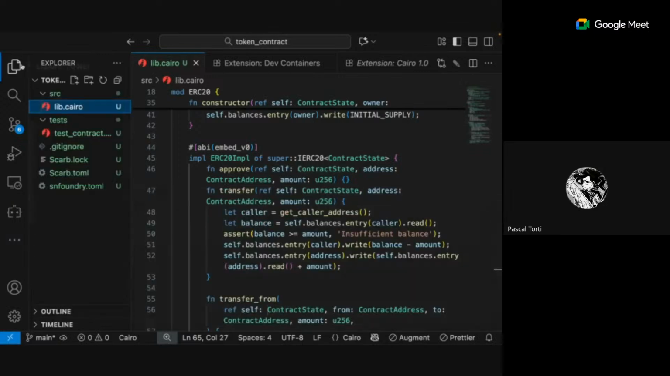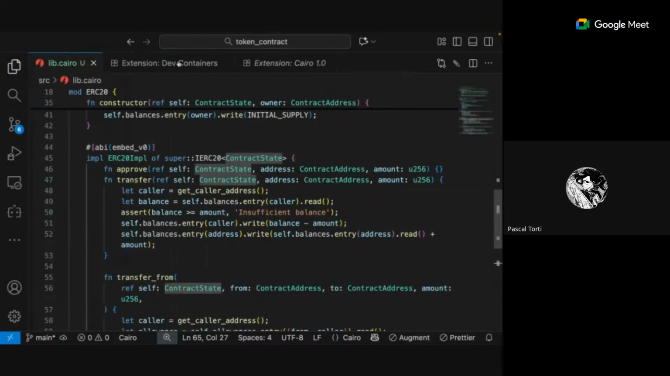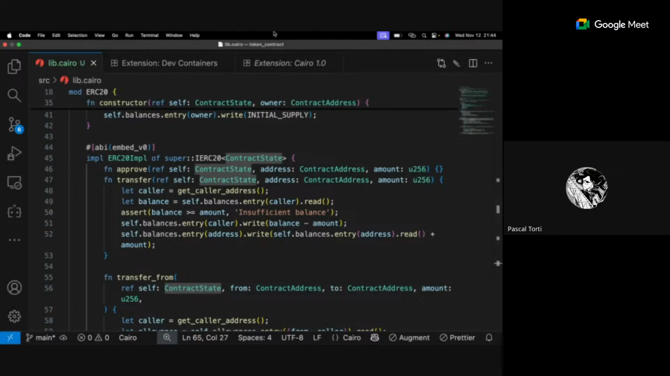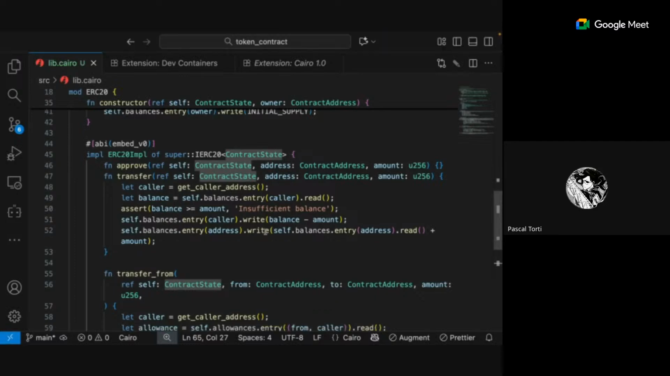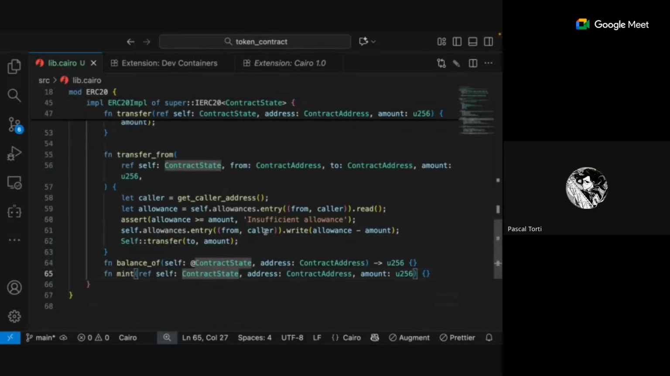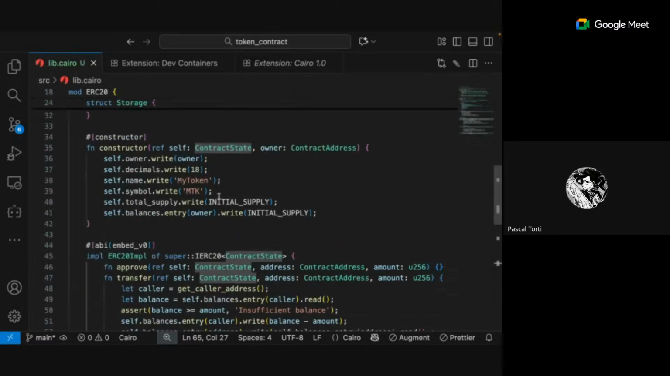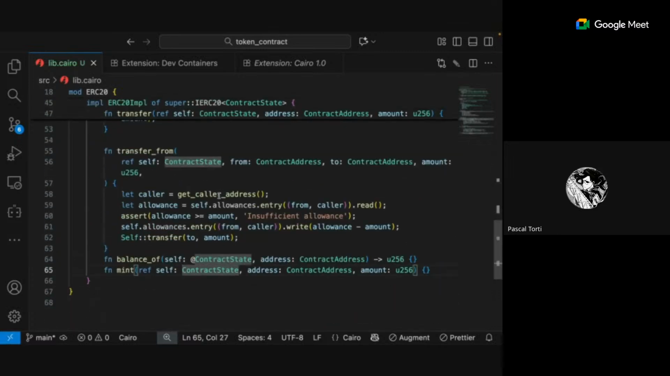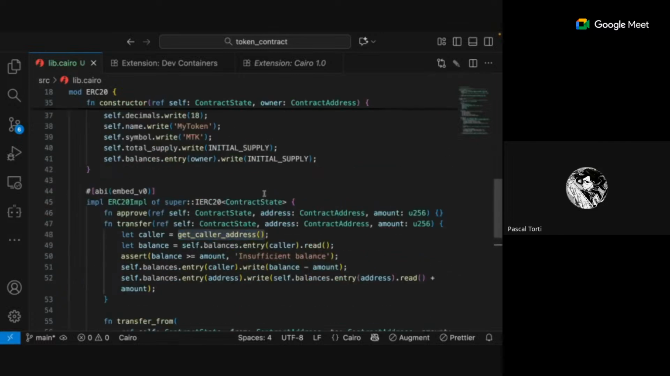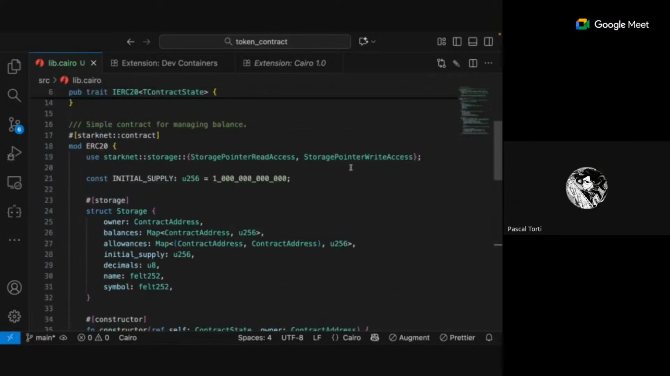So I'm just going to do one or two explanations. So I think that's how transfer from works. In a real life scenario, we are going to import this. I think this comes from Starknet.